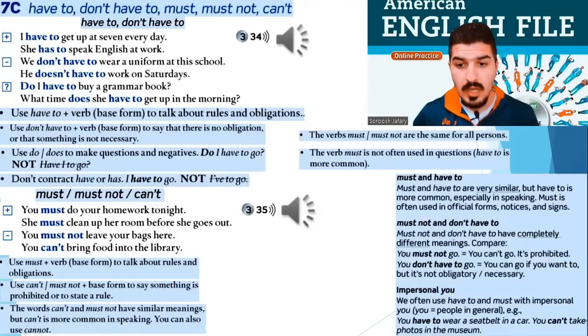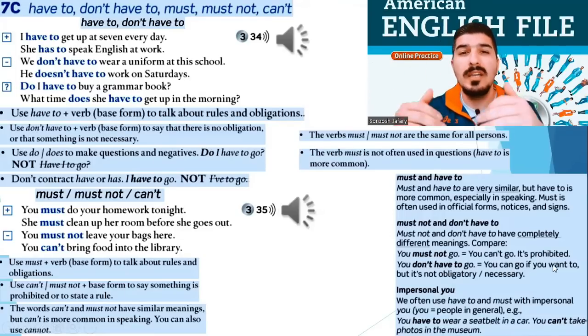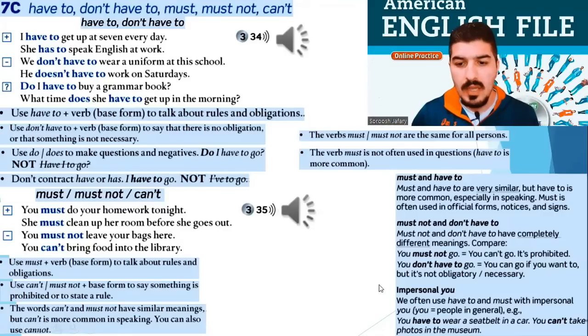Pay attention. You must not go. You can't go. It's prohibited. You don't have to go. You can go if you want to, but it's not necessary, obligatory. All right?